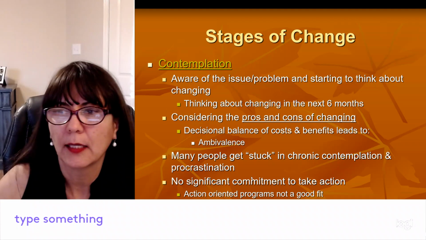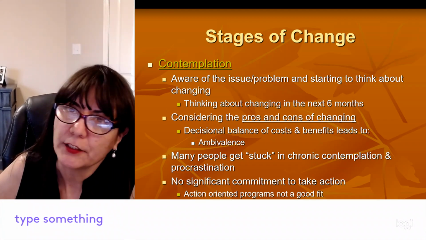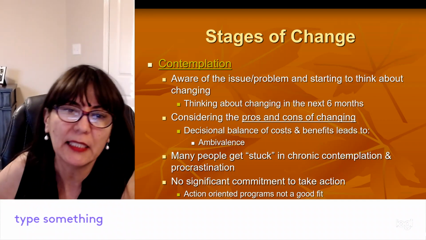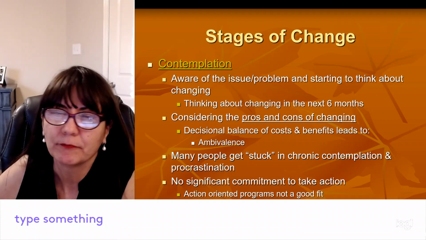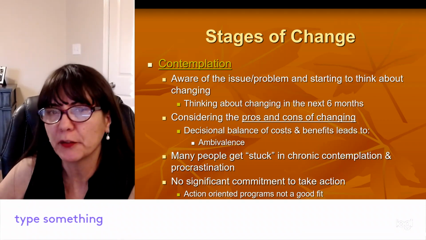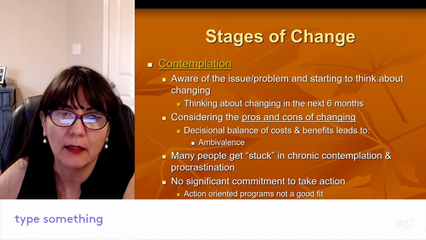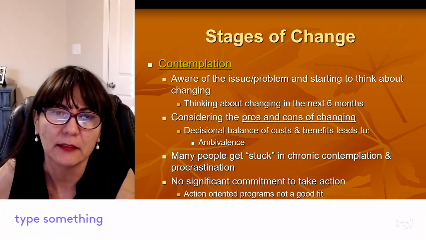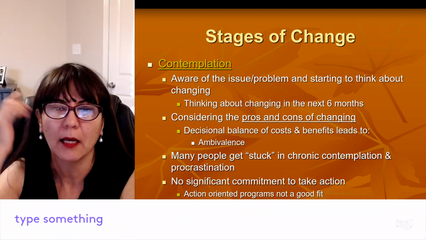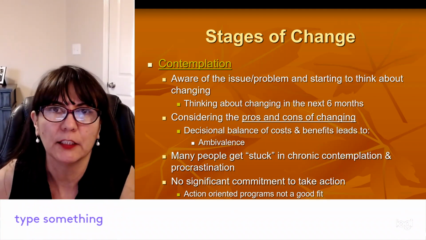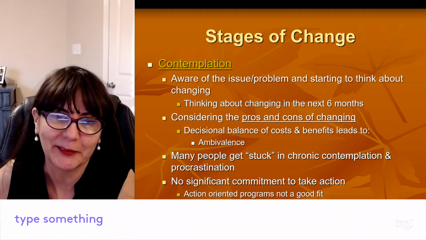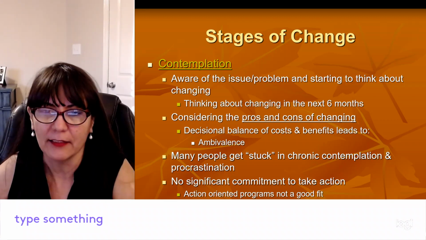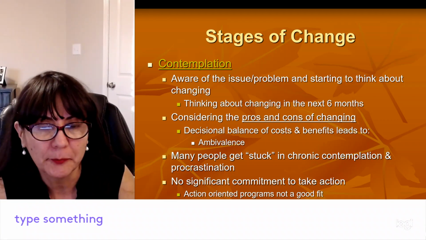Okie dokie. All right, next stage is the contemplation stage. Here the individual is aware of the issue or problem and has started thinking about changing sometime in the near future, maybe in the next 6 months. Still weighing the pros and cons of changing, still struggling with how to change. So there might be some decisional imbalance in an unfavorable way, right? The decisional balance of costs and benefits is discussed quite a bit in the textbook.